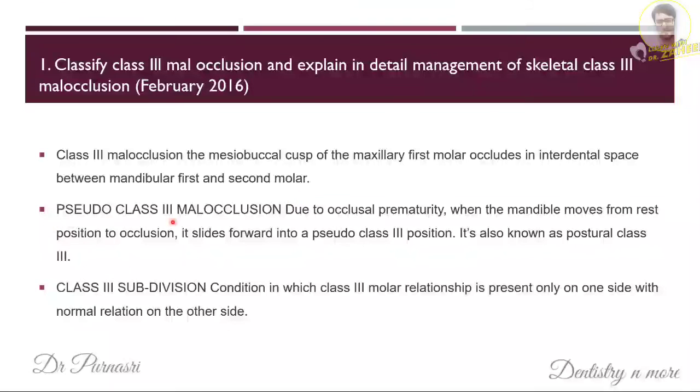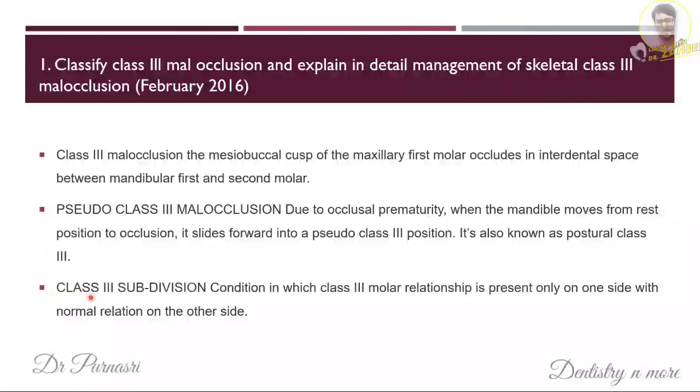Pseudo class 3 malocclusion is caused due to occlusal prematurity. That means there is some occlusal disturbance which causes the mandible to move forward from rest position to occlusion. So the mandible slides forward into a class 3 position. So it is also called a postural class 3.